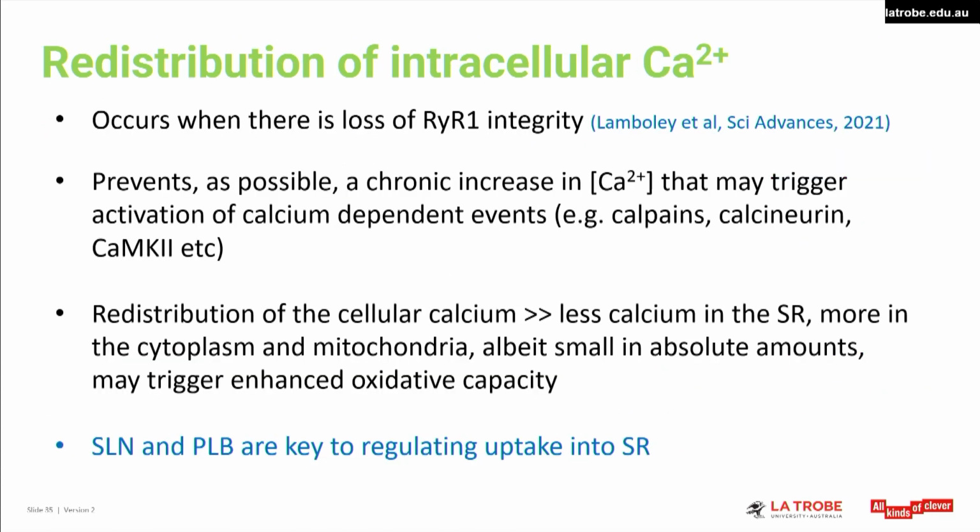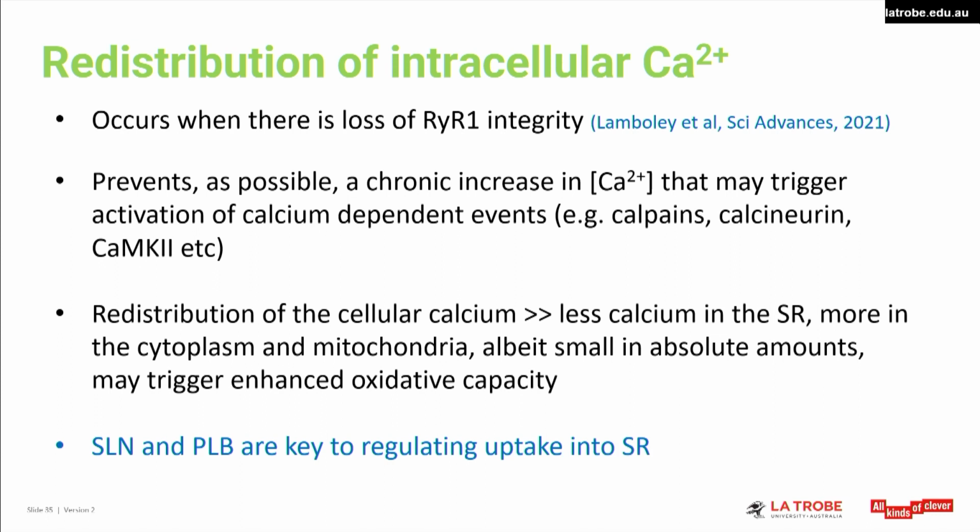So altogether, where there's a loss of ryanodine receptor integrity, there seems to be a shift in the calcium movements within a muscle fibre. And it prevents, when it's possible, a chronic increase in calcium that might go on and trigger calcium-dependent events such as the activation of calpains or some kinases that you don't necessarily want to be activated. The SR is very good at taking calcium up, and Russ and I had a brief chat before this saying, well, why does it stop being as good as it really is all the time? So this is the void of what we don't quite know.